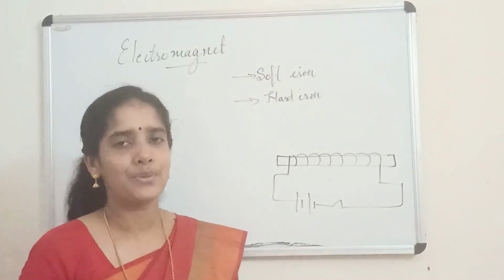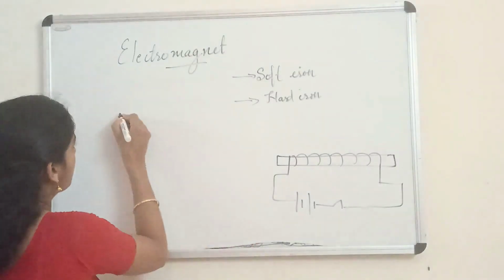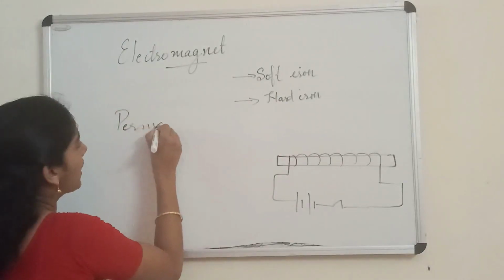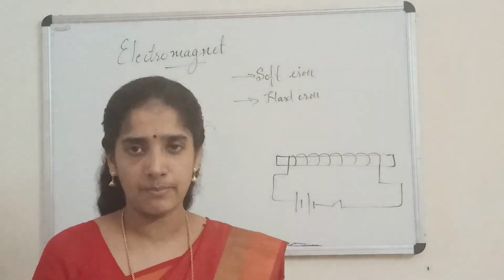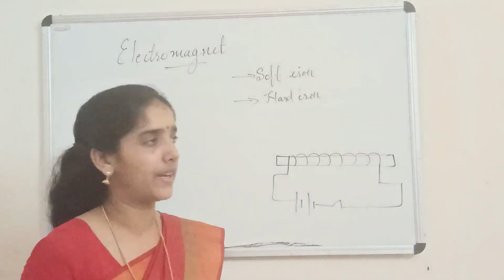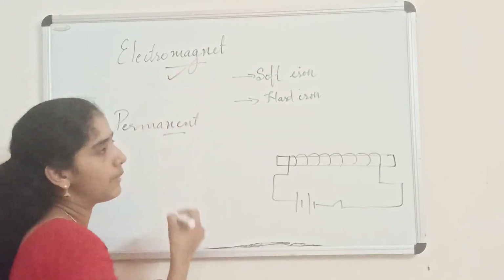Here comes one more question: what is the difference between an electromagnet and a permanent magnet? We know about different types of permanent magnets, and different shaped magnets are available in our lab, like the bar-shaped magnet, U-shaped magnet and horseshoe magnet. So what is the difference between a permanent magnet and an electromagnet?